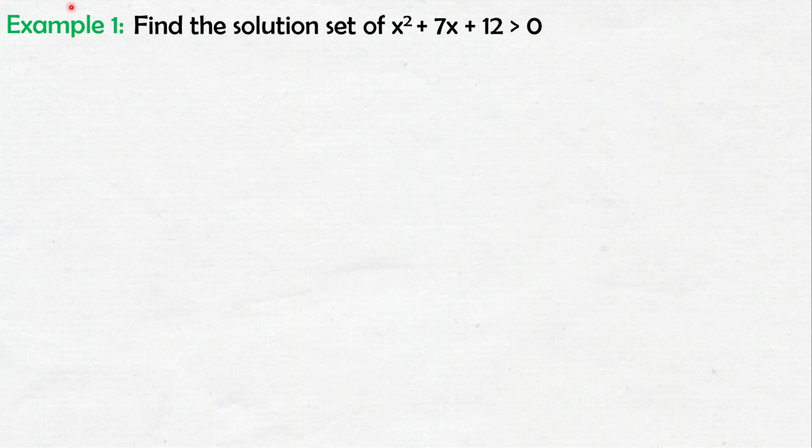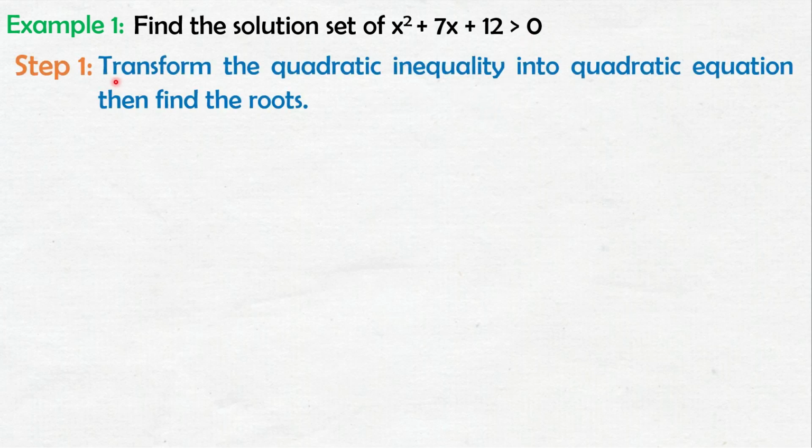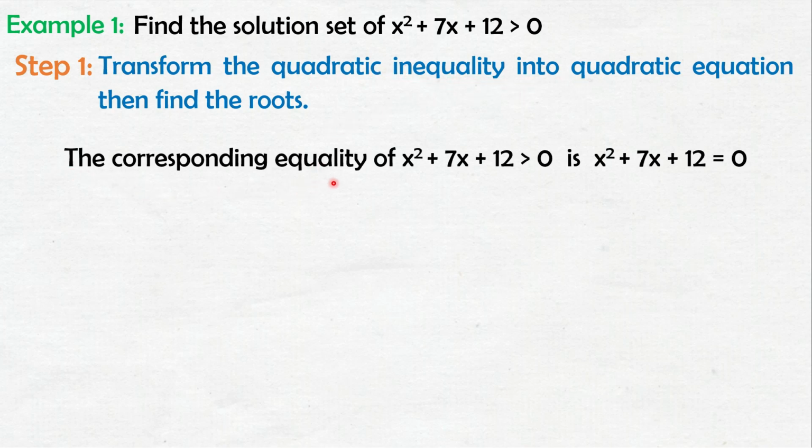Example number 1. Find the solution set of x squared plus 7x plus 12 is greater than 0. So again, step 1, i-transform lang natin itong given quadratic inequality into quadratic equation. So the corresponding equality of x squared plus 7x plus 12 greater than 0 is x squared plus 7x plus 12 equals 0. So pinalitan lang natin yung inequality symbol into equal sign.